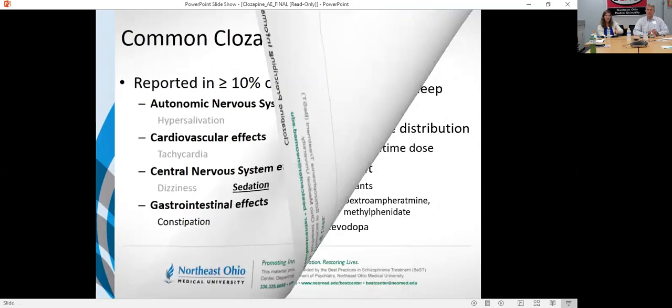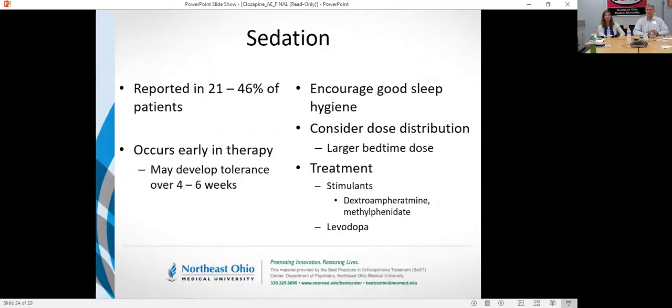Yeah, the last two tend to be two of the most problematic. So sedation can occur in up to half. I was actually surprised that it wasn't reported in more than that, because this does tend to be one that the vast majority of patients do report. It happens early in therapy. Patients may develop a tolerance again over those 4 to 6 weeks.